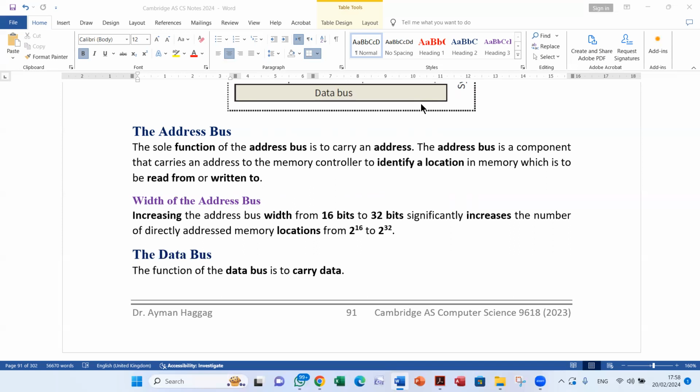Increasing the address bus width from 16 bits to 32 bits significantly increases the number of directly addressable memory locations. So when you have 16 bits, the number of address locations is 2 to the power of 16. However, when you have 32, it is 2 to the power of 32. So it's an exponential rise. If you have more bits in the address bus, this means you will have bigger memory.